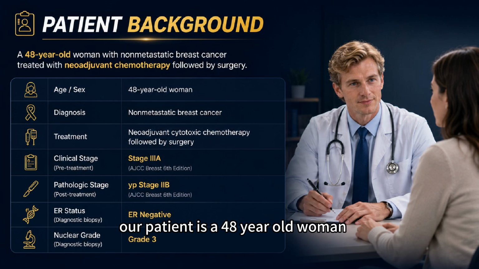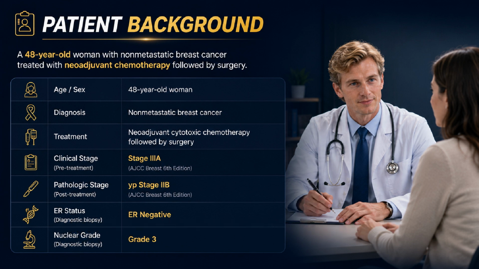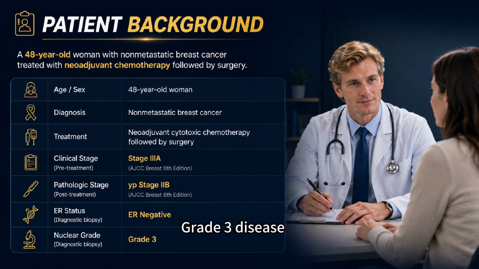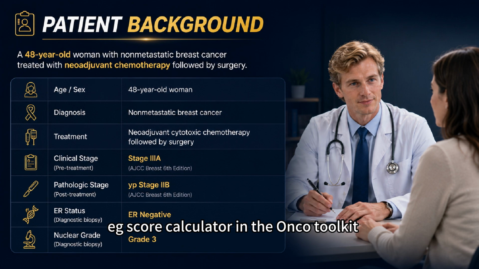Our patient is a 48-year-old woman with non-metastatic breast cancer. Before neoadjuvant chemotherapy, her clinical stage was Stage IIIA. After chemotherapy and surgery, her final pathologic stage was YP Stage IIB. Her diagnostic biopsy showed ER-negative, grade 3 disease. Let's assess her prognosis using the CPS+EG Score Calculator in the OncoToolkit.